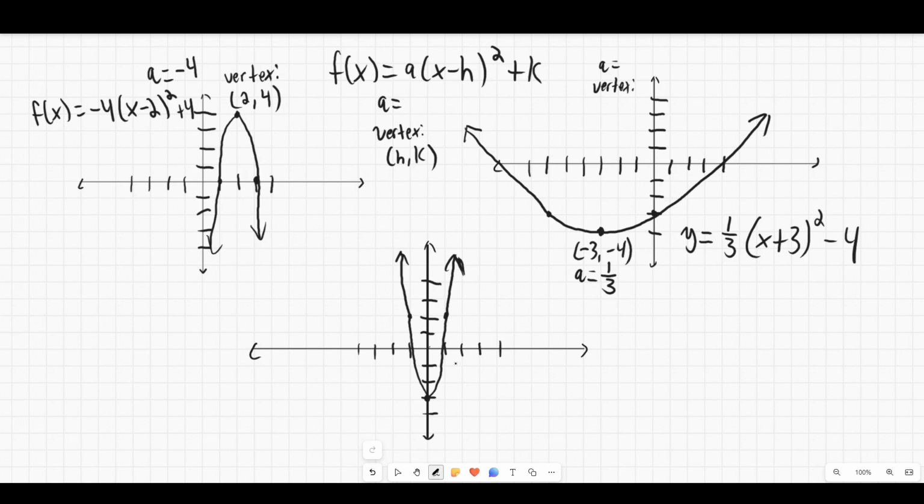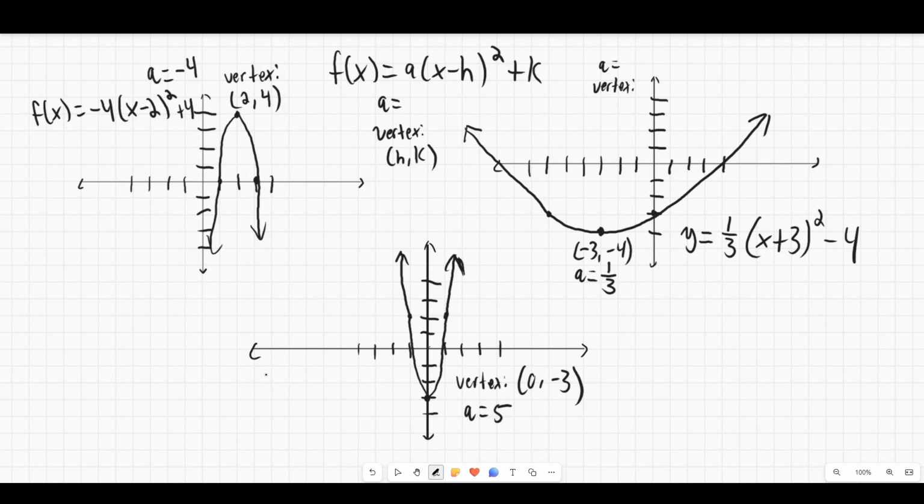Now moving on to our last graph, again, we need to find the a and the vertex. My vertex is my lowest or highest point, so here it's my lowest point at (0, -3). My vertex, (0, -3). And my slope, or my a value, I'm going up 1, 2, 3, 4, 5 over 1. Up 1, 2, 3, 4, 5 over 1. So my a is positive 5.